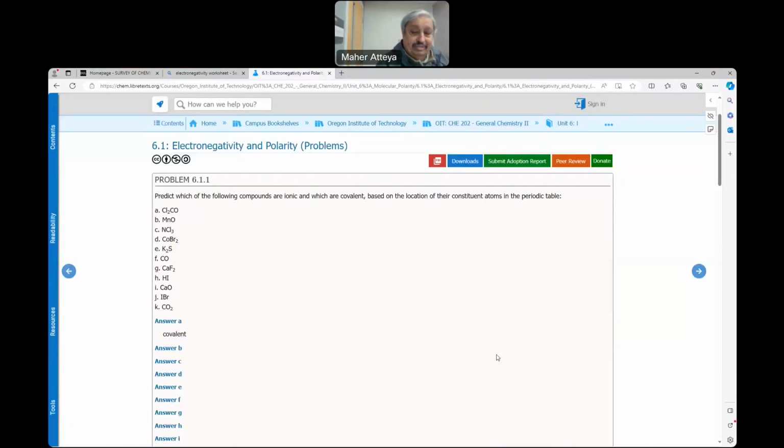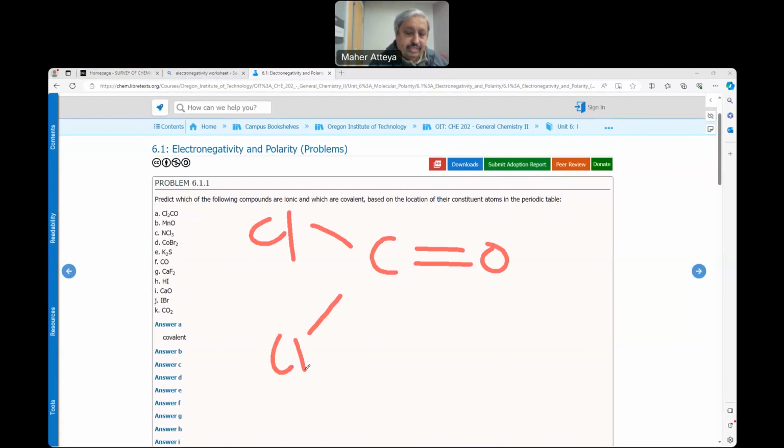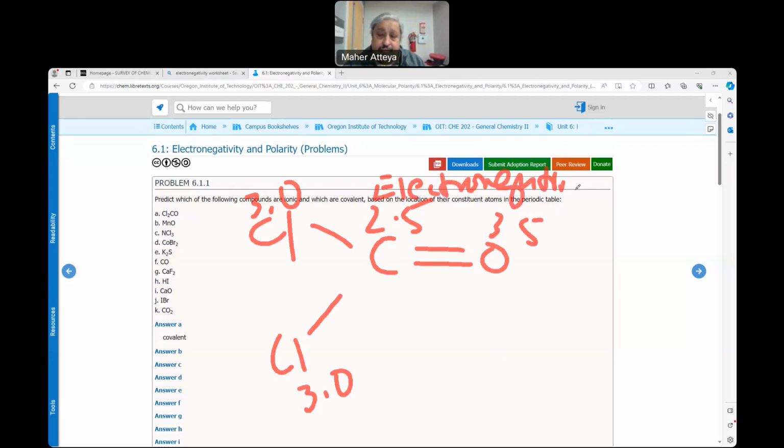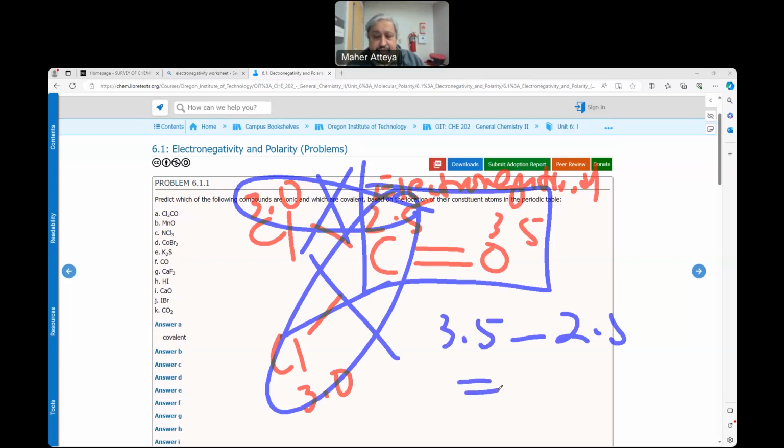So we said about this compound here, we have chlorine. Here it is, chlorine. And we said it's 3.0, 2.5, 3.0, and 3.5. Correct? So that's electronegativity. We said those two here will cancel themselves out because they are the same. So this one here is the difference between them. The only predominant is this, which is 3.5 from oxygen minus 2.5 from carbon is 1.0.